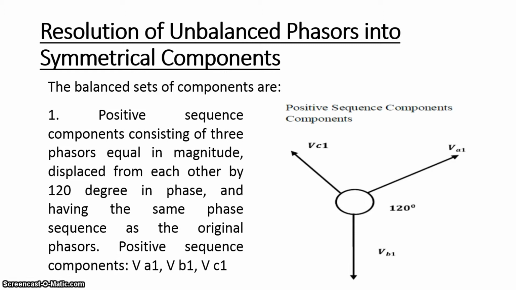The balanced sets of components are, first, positive sequence components, consisting of three phases equal in magnitude, displaced from each other by 120 degrees in phase, and having the same phase sequence as the original phases. Positive sequence components, for example, are VA1, VB1 and VC1.